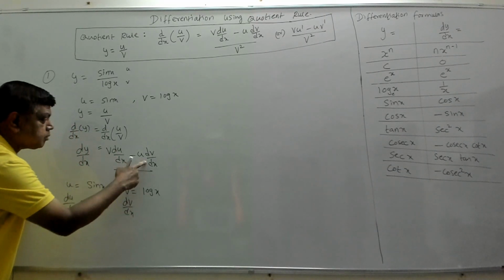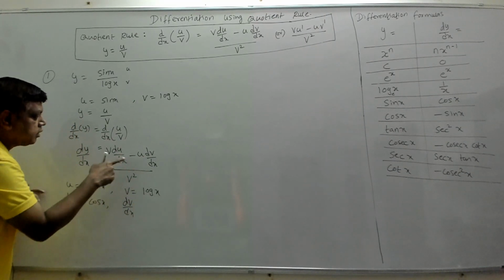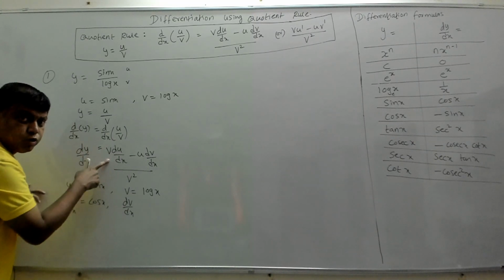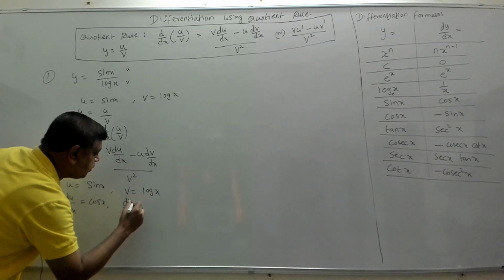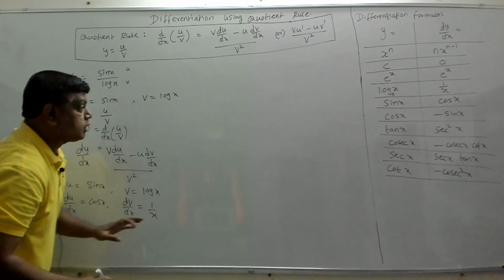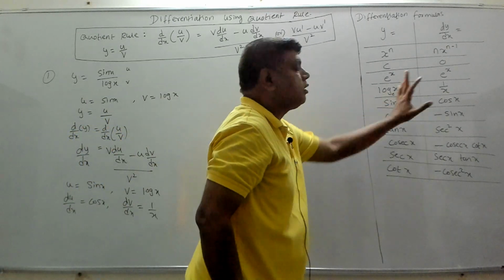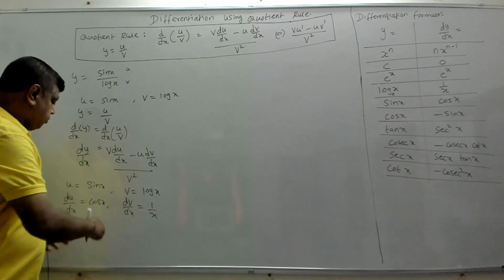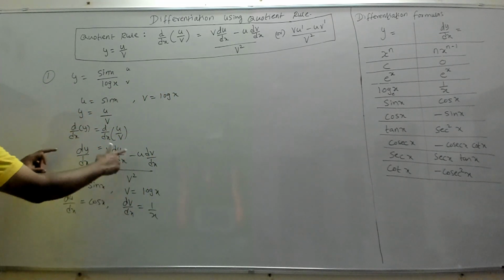dv by dx means differentiation of v with respect to x. du by dx means differentiation of u with respect to x. Differentiation of v is dv by dx, and differentiation of log x is 1 by x. Now we shall substitute all the values here.